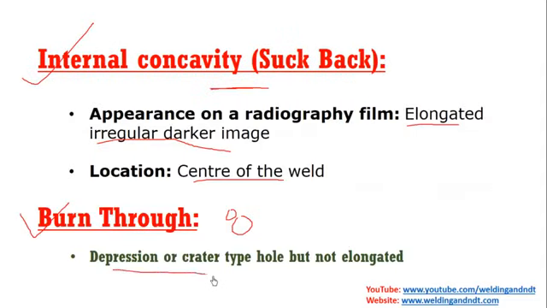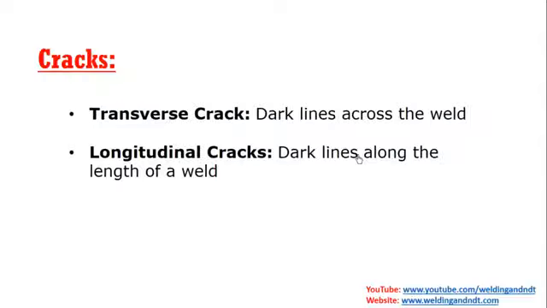And burn through is a crater-type hole, but it is not elongated. It forms at a spot. So this is how burn through looks. At the center of the welding, there will be a darker image. This will be called internal concavity or suck back, because this is elongated. Again, here in this diagram you can see there is one dark spot. So this is burn through.